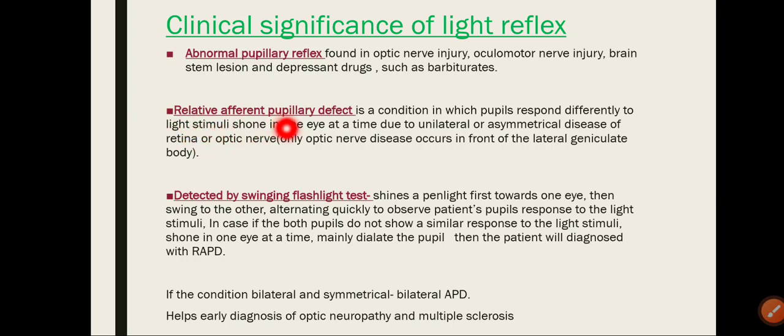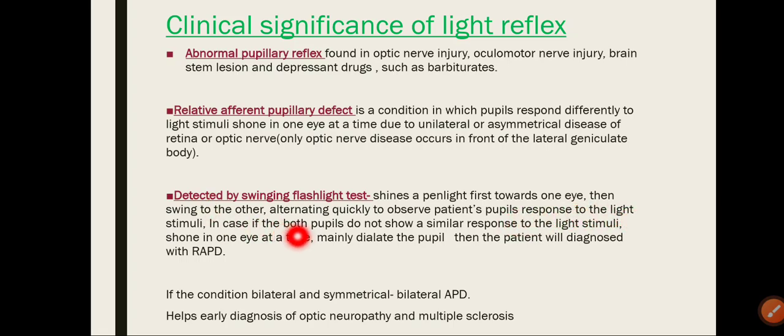Relative afferent pupillary defect is a condition in which pupils respond differently to light stimuli shone in one eye at a time, due to unilateral or asymmetrical disease of the retina or optic nerve. Only optic nerve disease in front of the lateral geniculate body causes it. It is detected by the swinging flashlight test: shine a penlight towards one eye, then swing to the other, alternating quickly, to observe the patient's pupil response to the light.